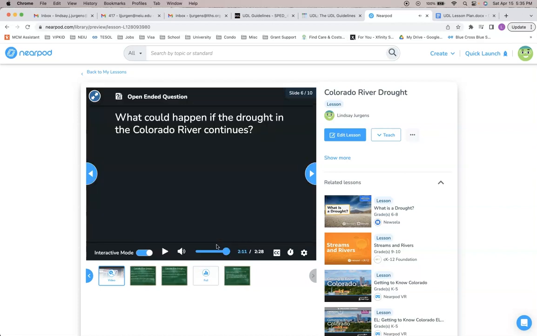So here's a question. What could happen if the drought in the Colorado River continues? This is also a very modern issue. This has just made the news again because of the drought in the Colorado River. They're wanting to redo water distribution for that.